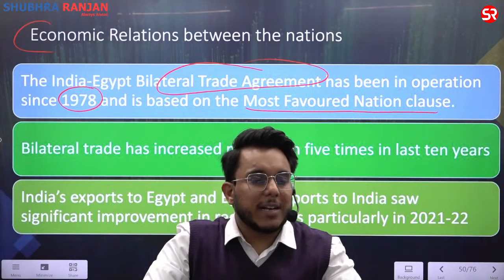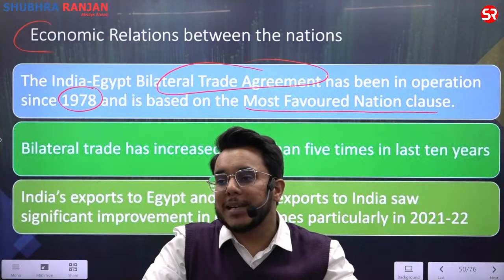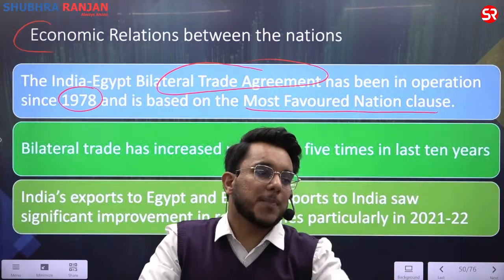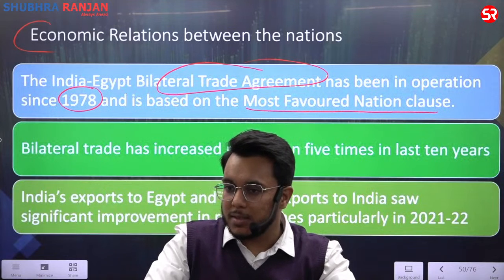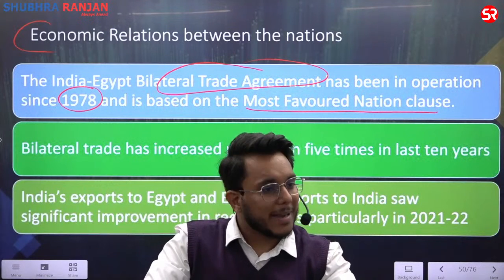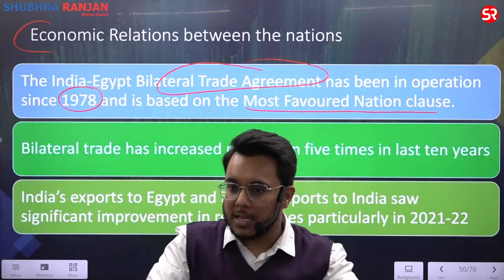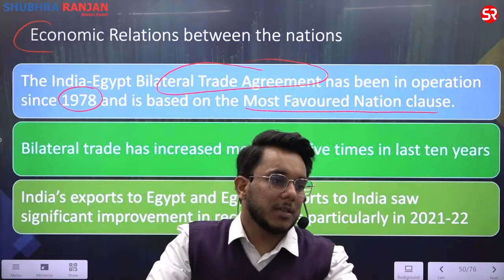Yes, most favored nation tag is given to a country under which no discriminatory treatment will be given to the goods coming from that country. हमने पाकिस्तान को भी मोस्ट फेवर्ड नेशन दिया था, स्टेटस दिया था. पाकिस्तान ने इंडिया को नहीं दिया था, हमने पाकिस्तान को दिया था. तो दिस इज द वन मोर एग्जांपल ऑफ इंडियाज नेबरहुड फर्स्ट पॉलिसी.